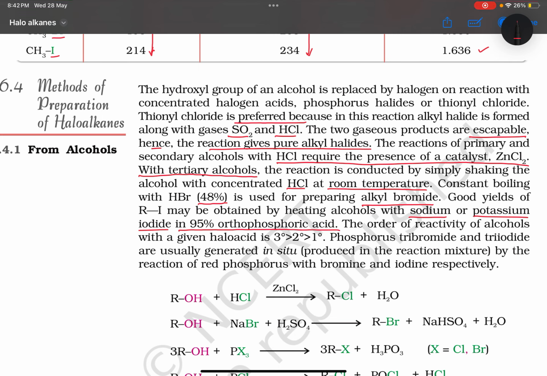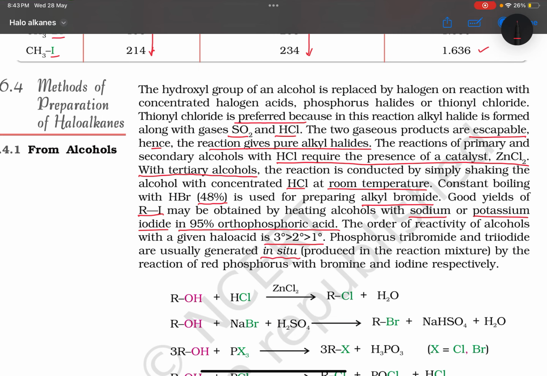Okay, now good yields of RI may be obtained by heating alcohols with sodium or potassium iodide in 95% orthophosphoric acid. Important line. The order of reactivity of alcohols with a given halo acid is tertiary, secondary, primary. Just now we were discussing. Phosphorus tribromide and triiodide are usually generated in situ. In situ means in the reaction.